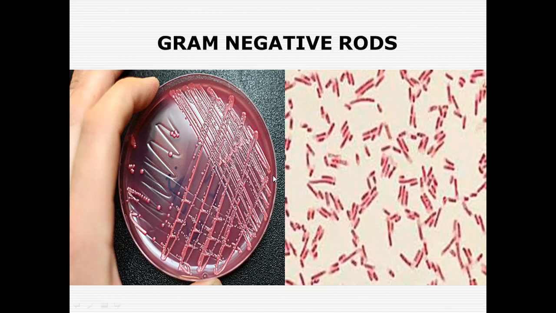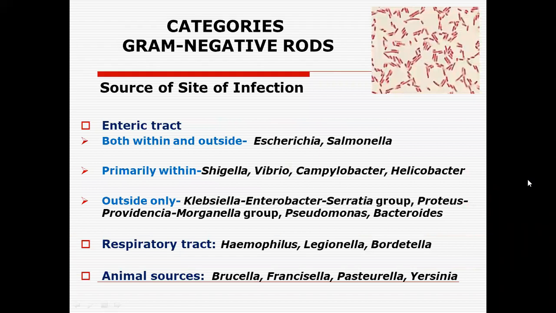Hello, dear students. We'll start today with the group of diverse microorganisms belonging to the category of gram-negative rods. As we all know, they're called rods because they are long in shape. They stain gram negative when put under the Gram staining procedure.